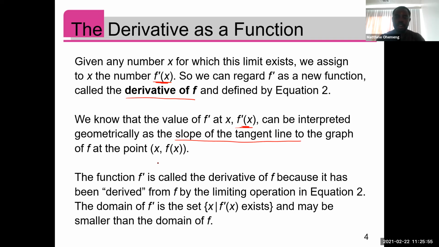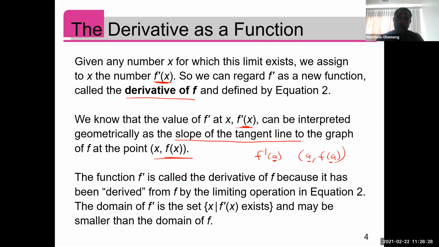So we can interpret this, as you saw in 2.7, as the slope of the tangent line to the graph at the point x, f of x. So that's what f prime of x means: the slope of the tangent line to the graph of f at the point x, f of x. Don't forget in 2.7, we said f prime of a is the slope of the tangent line at the point a, f of a. So if you replace the a with x, the interpretation still holds. So f prime of x will be the slope of the tangent line at the point x, f of x.